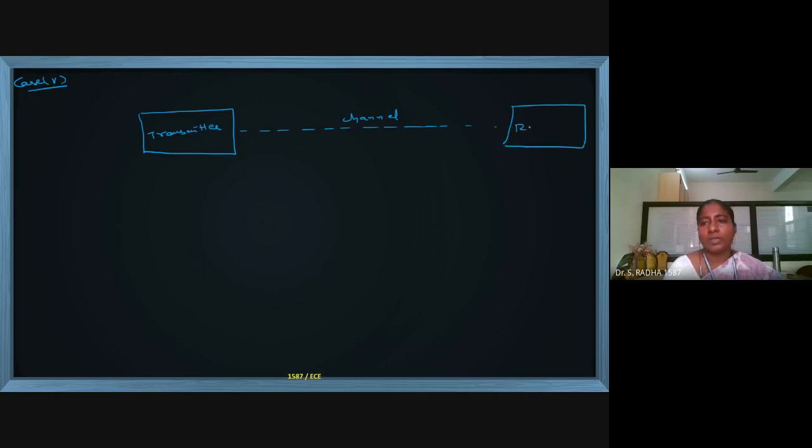Okay. So now I am going with case 5. I will take the transmitter. There is a channel, and on the other end, the receiver is present.